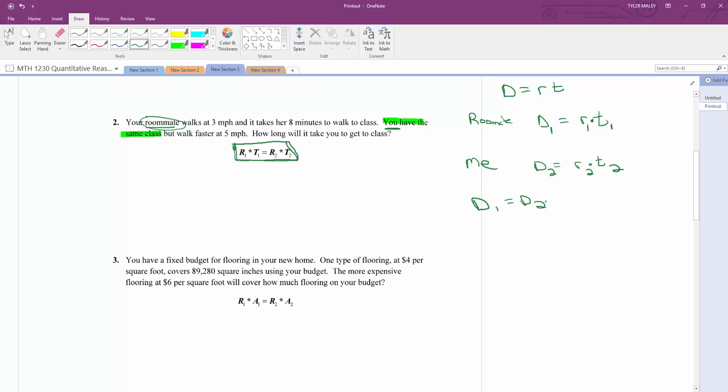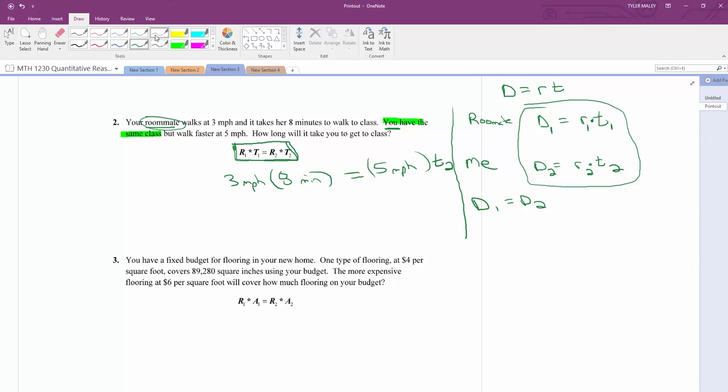So if D1 equals D2, then I get this equation, because I set these two equations equal to each other. We get R1 times T1 equals R2 times T2. Now I can just plug in these values and solve for the unknown. R1 is 3 miles per hour. T1 is 8 minutes. R2 is 5 miles per hour. And then we have times T2, that's what we're trying to figure out.